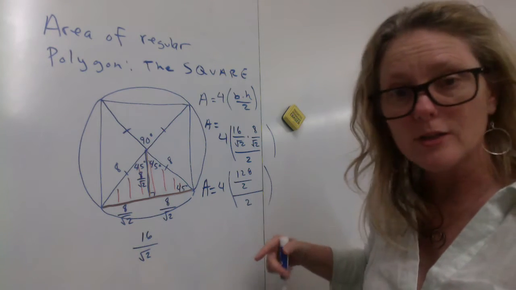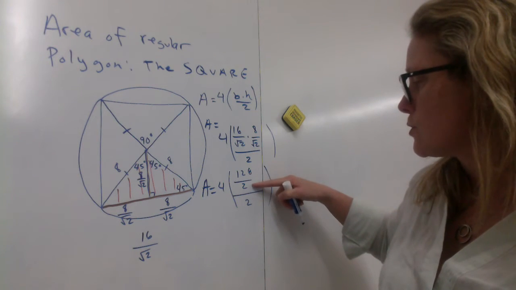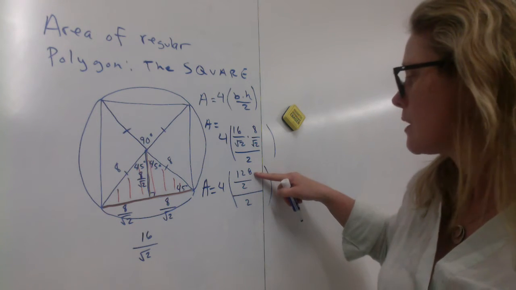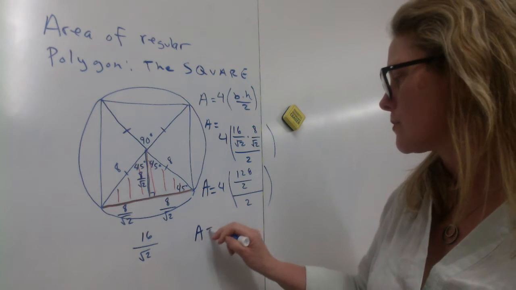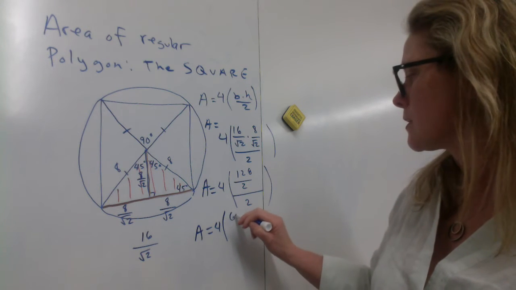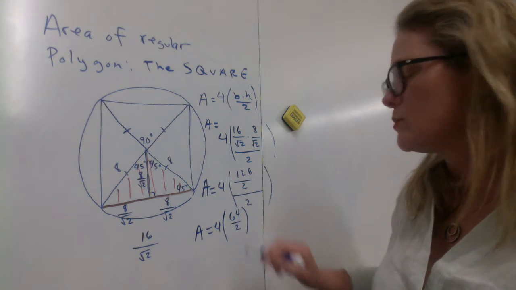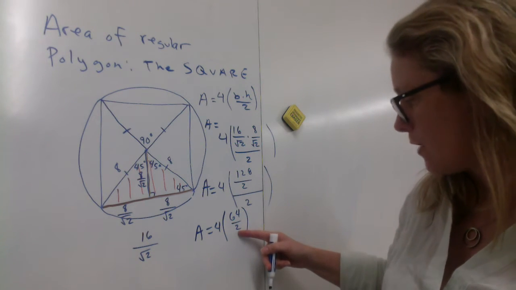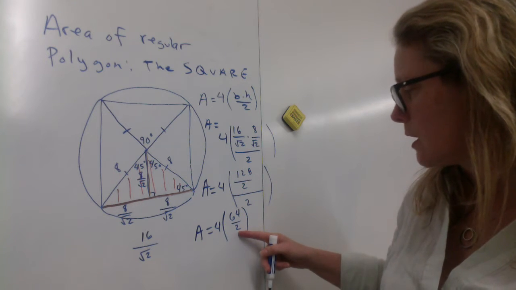Again, order of operations says do what's on top first. So 2 goes into 128 64 times. So I'm now going to have 4 times 64 over 2. Now I can continue. 64 divided by 2.